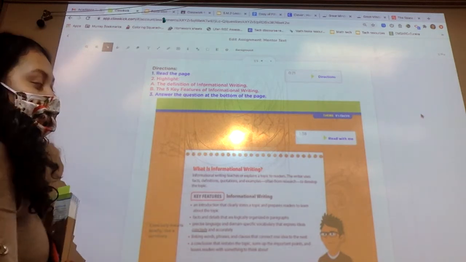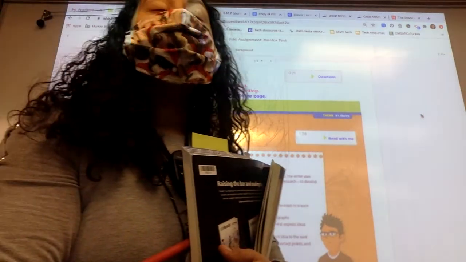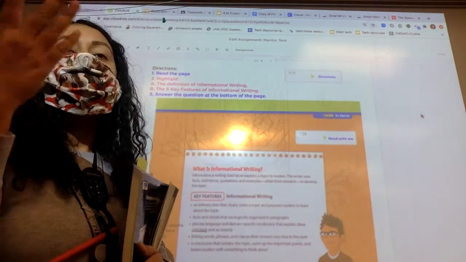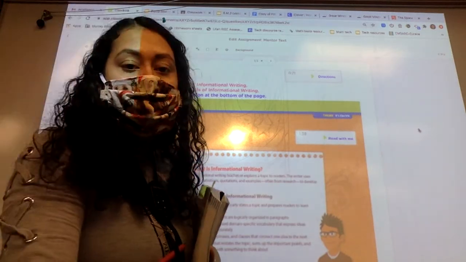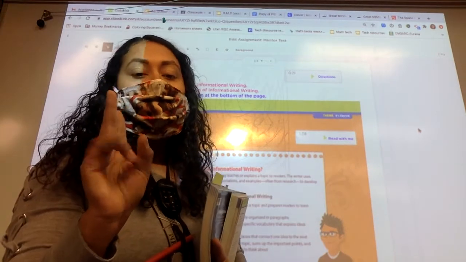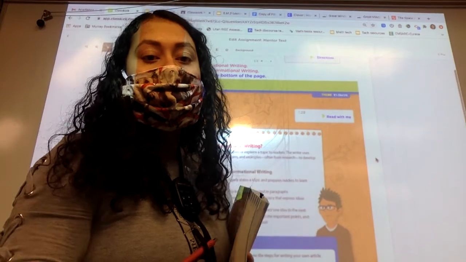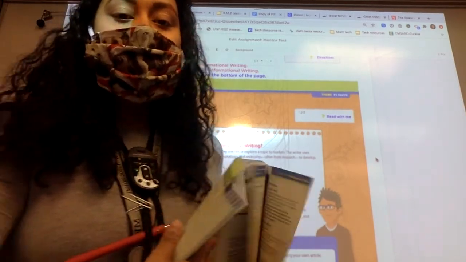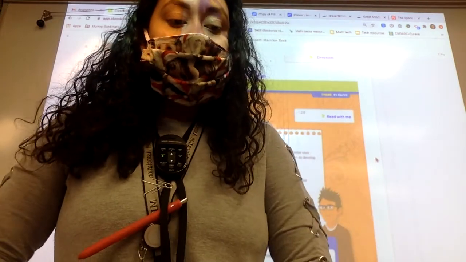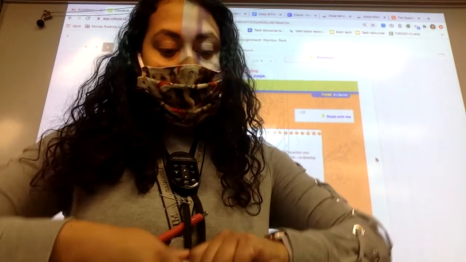Okay, so on the top of the page it says, what is informational writing? So what do you think we're going to be learning about today? Informational writing. Okay, so we're going to read the page. We're going to highlight two things, okay? We're going to highlight the definition of informational writing and then highlight the 5 key features of informational writing. And then answer the question at the bottom of the page.